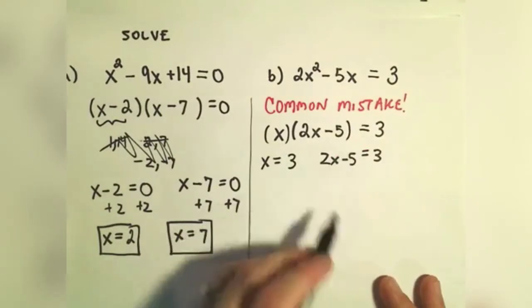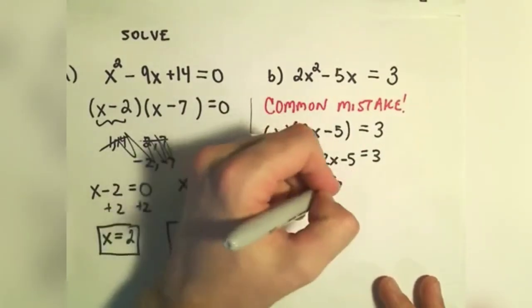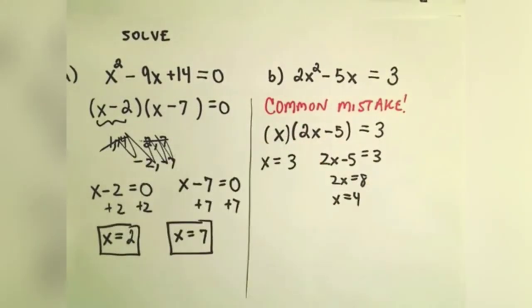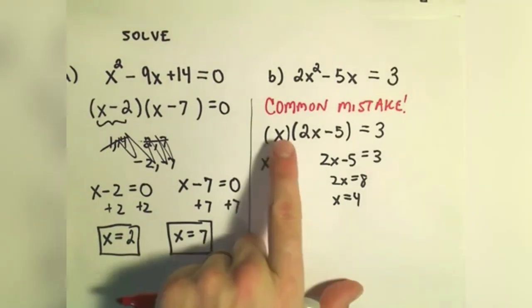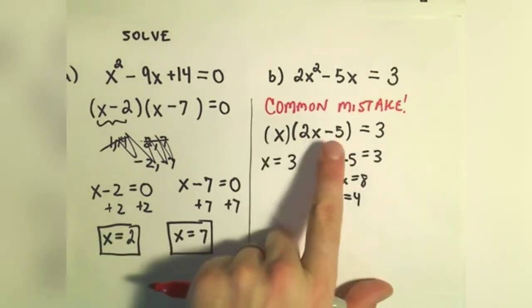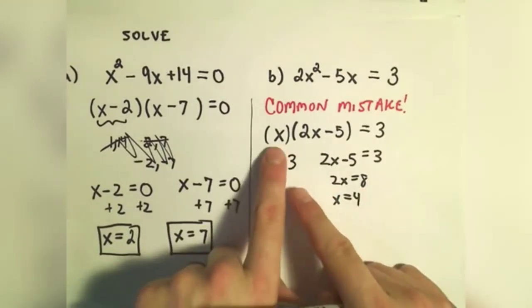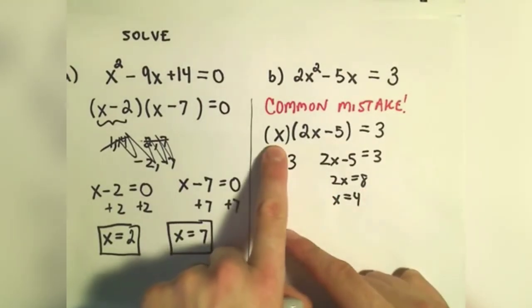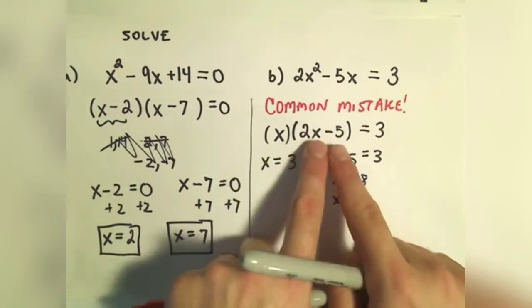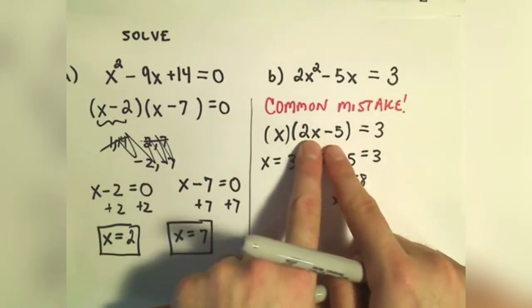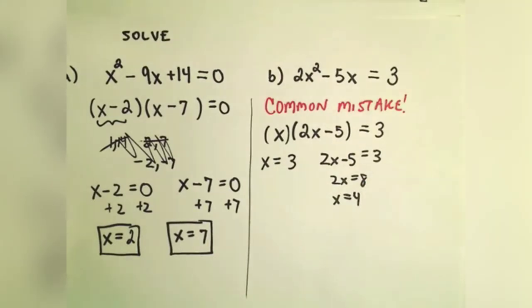And then they'll solve this for x. They'll add 5 and get 2x equals 8, and divide by 2 and get x equals 4. And that is very bad, because what you're saying now is, if you have some number multiplied by another number, by making this statement you're saying, well, either the first set of parentheses has to be the number 3, or at the end of doing the arithmetic, what's in the second set of parentheses has to equal 3. And again, that's just not true.